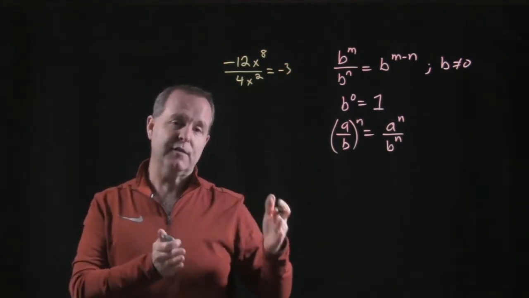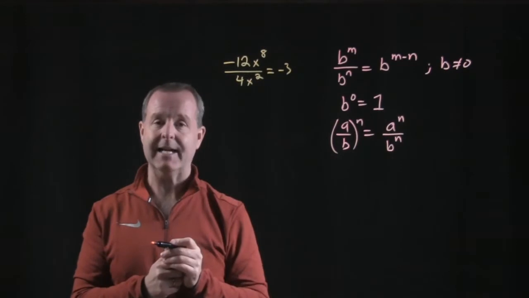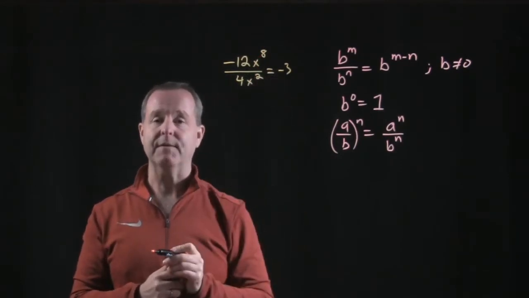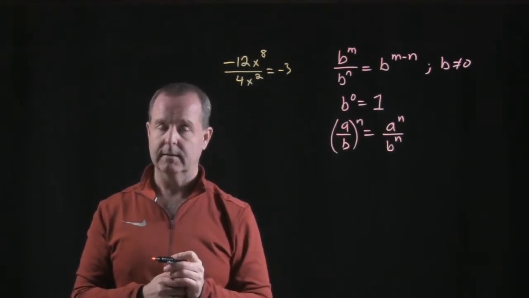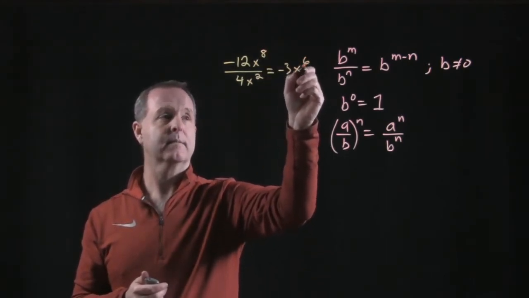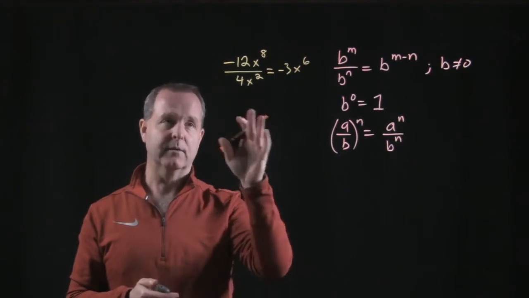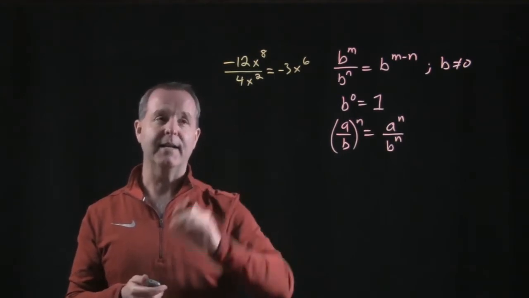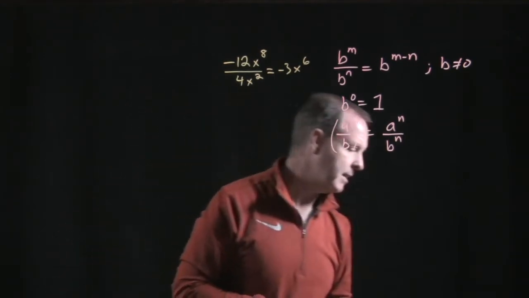And then we look at the next variable in line, which in this case is an x. So how do I think about x to the 8th divided by x squared? We take this base and we subtract the exponents. There we divided our first monomials. Let's look at a couple of them.